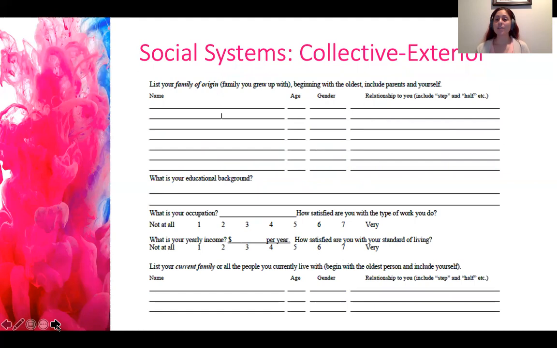Here, we're getting just some general information about who is in the family of origin and who is in the current family at the bottom of this. Educational background, occupation, and income, helpful things to know just to get a more holistic understanding of this person and what they're bringing to the table.